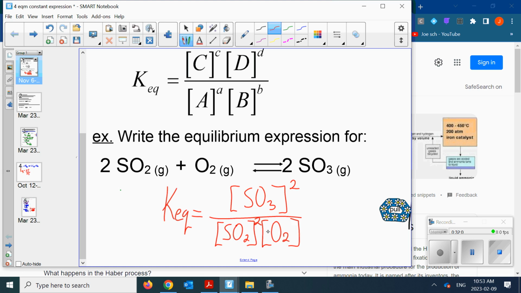Why is it 2 there? This one? The balance numbers? The balance number is.